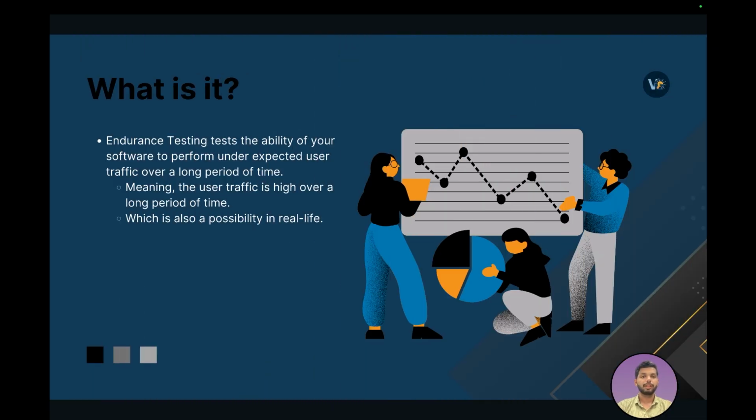Before we move into the practical stuff using JMeter, I think it would be good to know the theoretical stuff. What I mean is you should have a clear understanding of why and what the meaning of endurance testing is. Basically, endurance testing tests the ability of any of your software applications to perform under expected user traffic over a long period of time. The phrase "over a long period of time" makes for a clearer definition of endurance testing. The whole meaning of endurance testing is that the user traffic is high over a long period of time, which is also a possibility in real life.